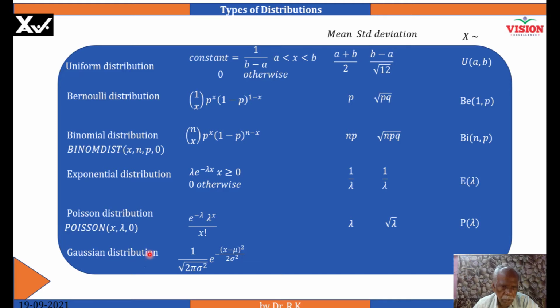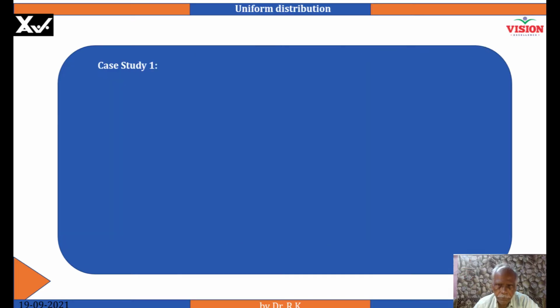Gaussian distribution, which is normal distribution, the function is given as y is equal to 1 by square root of 2 pi sigma squared e power minus x minus mu whole squared divided by 2 sigma squared. The mean is sigma of all the values divided by number of values, and the standard deviation is given by square root of sigma of all the x values, x minus x bar whole squared divided by n minus 1, and it is written and read as x is distributed normally with mean mu and standard deviation sigma.